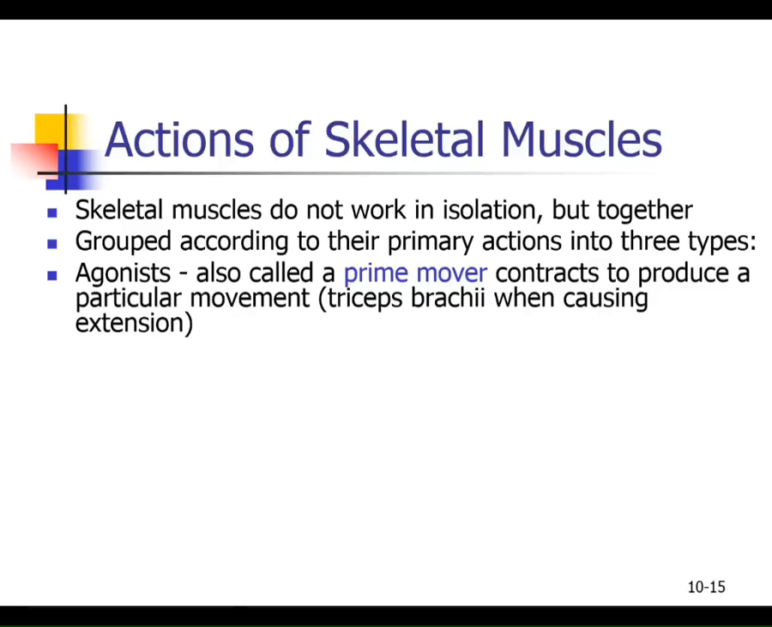So we know that muscles work in groups. The muscle that does most of the work is called the agonist, also called the prime mover. Now, in the quadriceps femoris group, which muscle is the agonist? Think about it. Which is the most central and largest muscle of the quadriceps femoris group?